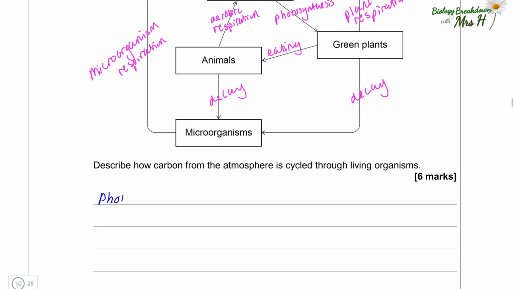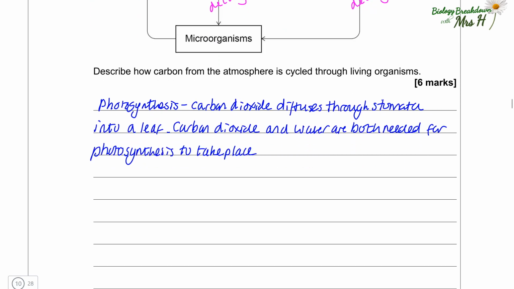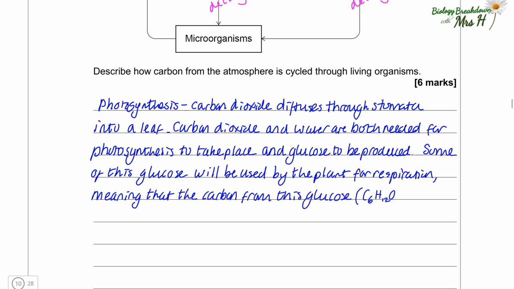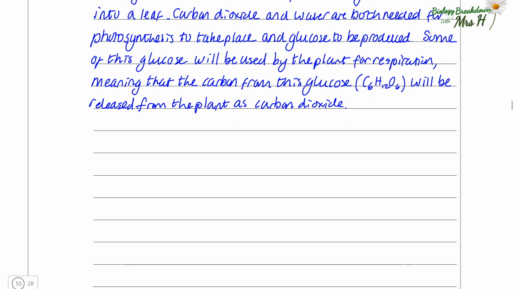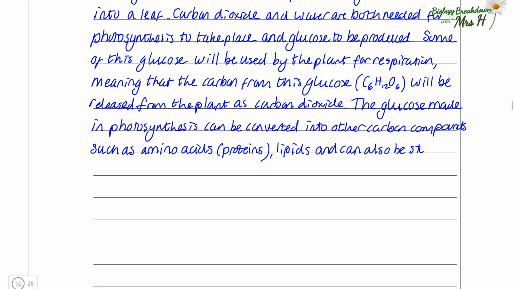We'll start with photosynthesis. Carbon dioxide diffuses through the stomata into the leaf. Carbon dioxide and water are both needed for photosynthesis to take place and for glucose to be produced. Some of this glucose will be used by the plant for respiration, meaning that the carbon from this glucose will be released from the plant as carbon dioxide. The glucose made in photosynthesis can also be converted into other carbon compounds such as amino acids, which are obviously going to make up proteins, lipids, and they can also be stored as starch.